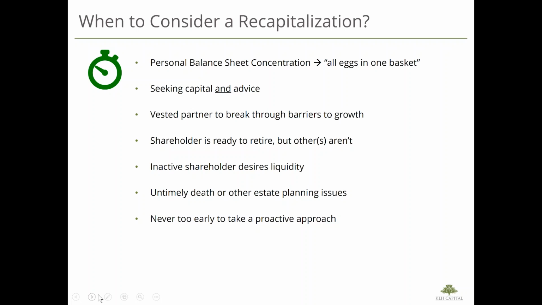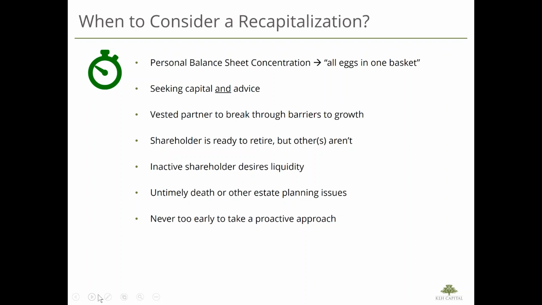Think about when they want a vested partner to help break through barriers to growth. Oftentimes, and particularly we're seeing this right now, if the economy in the industrial sectors is doing fairly well, customers are asking companies to do more. That requires additional growth capital, and the right type of growth capital, to break through that barrier. And that's a big risk for the business owner personally.